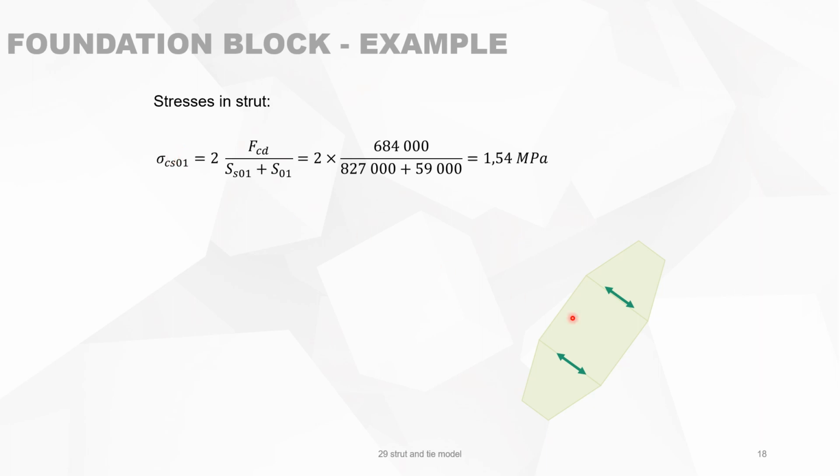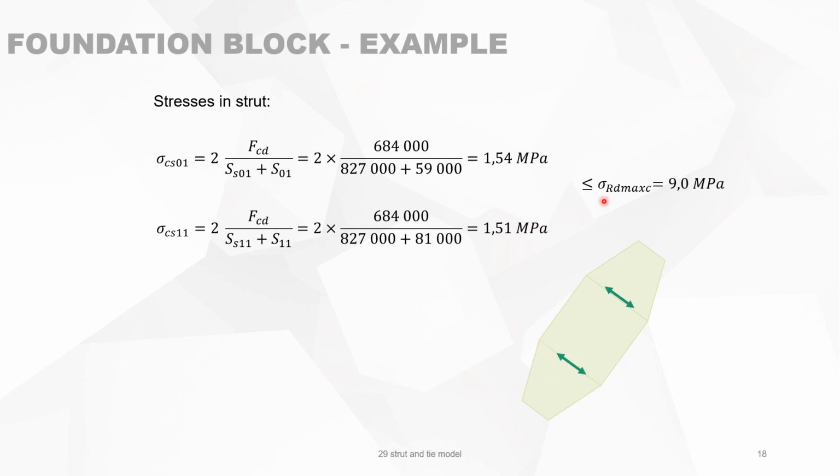So the stress in the strut now is the normal load in the strut divided by the mean surface of the top surface, and then the surface just below it, which is SO1 and S11. And we have 1.54 megapascal. And the compressive stress in the surface just below that is 1.51 megapascal, and this is much smaller than the 9 megapascal which is allowed. So the strut complies with the maximum allowable concrete stresses.